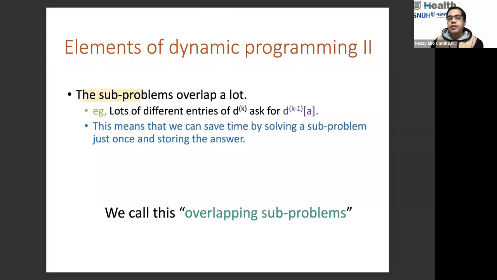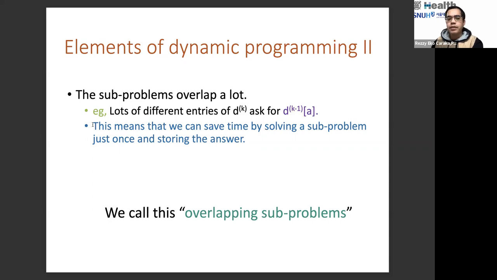The sub-problems sometimes overlap a lot. For example, with many different entries of D_k, we have to find D_(k-1). If we want to go from Jakarta to Yogyakarta, we have to pass Cirebon, Semarang, and probably Tegal. That's an example of D_(k-1), because Semarang and Tegal are the previous cities if we want to go to Yogyakarta. So the goal is to find the specific road, the specific state, that minimizes our cost when going to another city. That's the basic concept of dynamic programming.